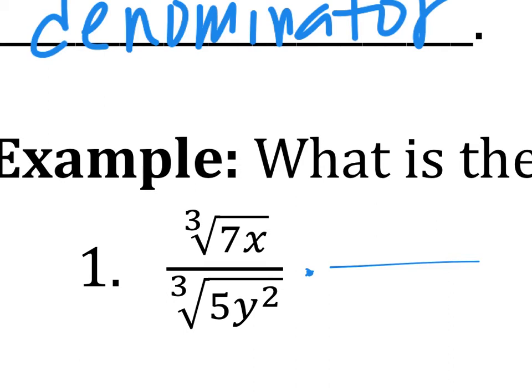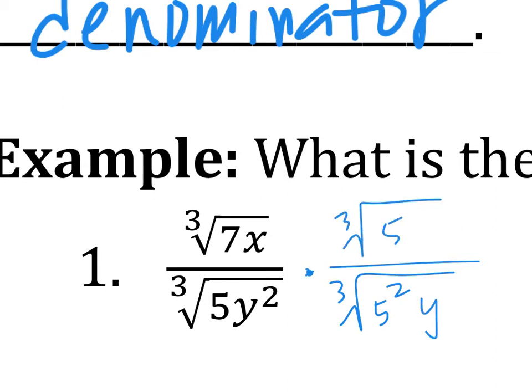Okay, how many of the same do I need to come out of the radical? 3. I need 3 of the same. So how many more 5s do I need? 2 more. How many more y's do I need? 1 more. Okay, do the same top and bottom.